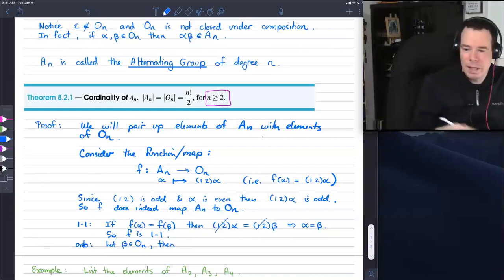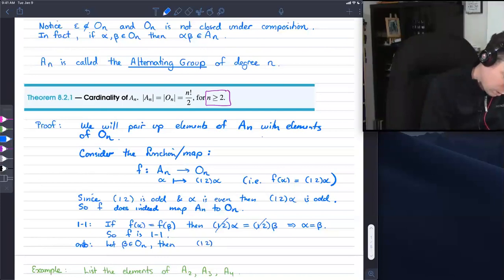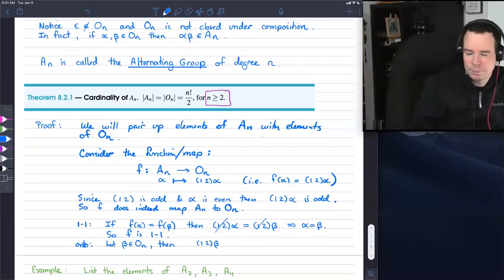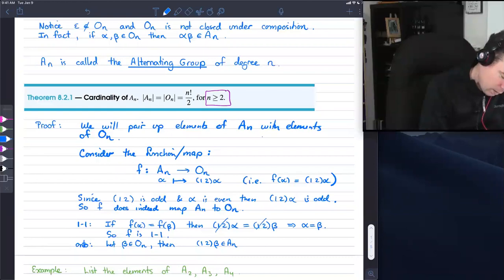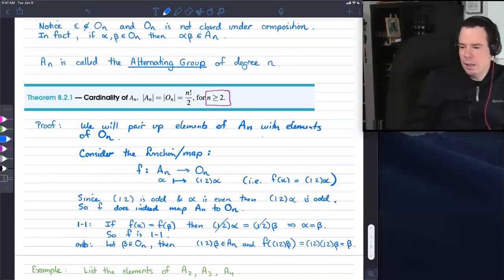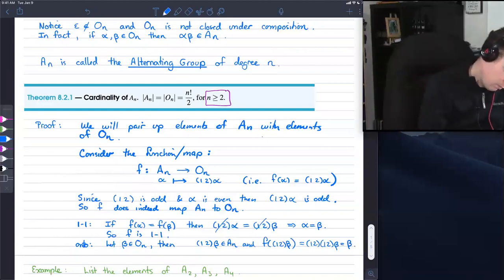Then I need to find something in AN that maps to it. But I know that if that's an odd permutation, then if I multiplied it by a 2 cycle, that's going to be in AN. And that's precisely the element of AN that when I put it into the function f, I get (1 2)(1 2) beta. Oh, sorry, that should be a beta there. I'm putting that permutation into f, and I get beta out. So for an odd permutation beta, I'm able to find an even one that maps to it, namely the 2 cycle (1 2) times beta is an even one that maps to beta. And so therefore, we have that there's a one-to-one correspondence between the two sets, so they have to have the same size.